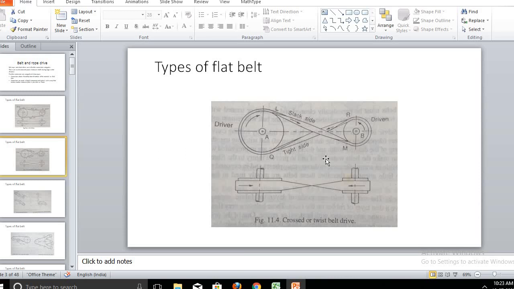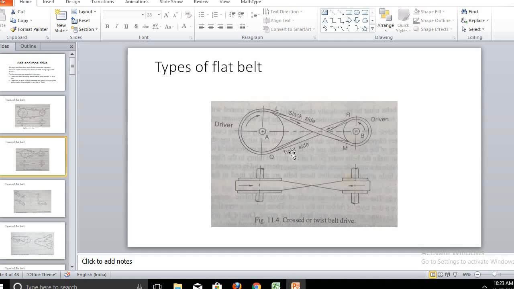So all these arrangements, may be open belt drive, crossed belt drive or idler pulleys, are developed according to application. In some applications we require that as the driver pulley rotates in the clockwise direction, the driven pulley should rotate in the anti-clockwise direction. In such cases we attach them by means of the crossed belt drive.